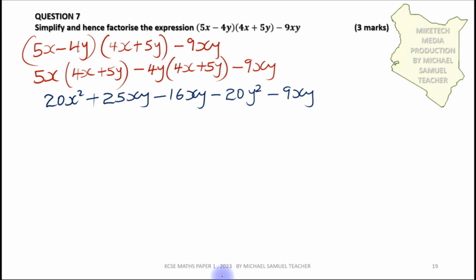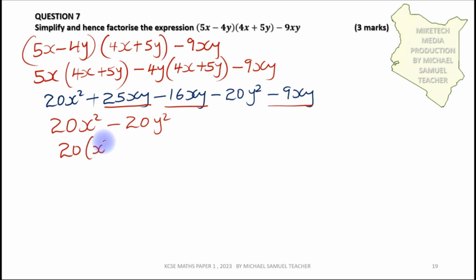Then collect the like terms. Plus 25xy minus 16xy, that is 9xy, then minus 9xy, that will be 0. Therefore we remain with 20x squared minus 20y squared. We can factor out 20, which is common, so we have 20 times (x squared minus y squared).